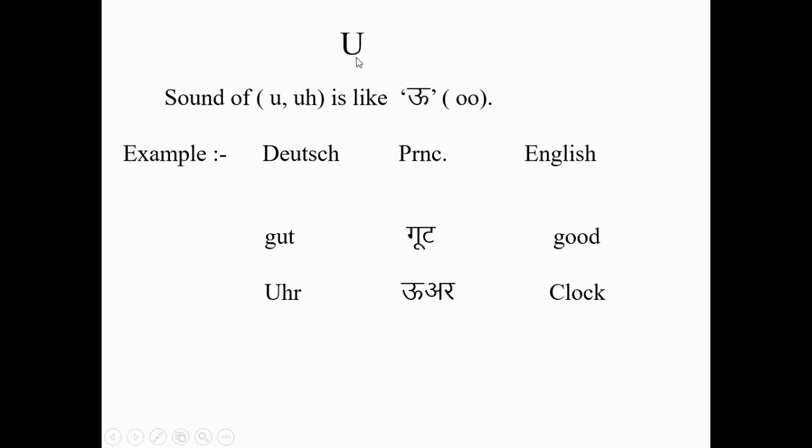Next, the sound of u or uh. In German, you can say "oo". The sound of u and uh is like "oo". First is gut. Gut means good. Next is Uhr. Uhr means clock. So the sound of u. You can see here gut, Uhr.